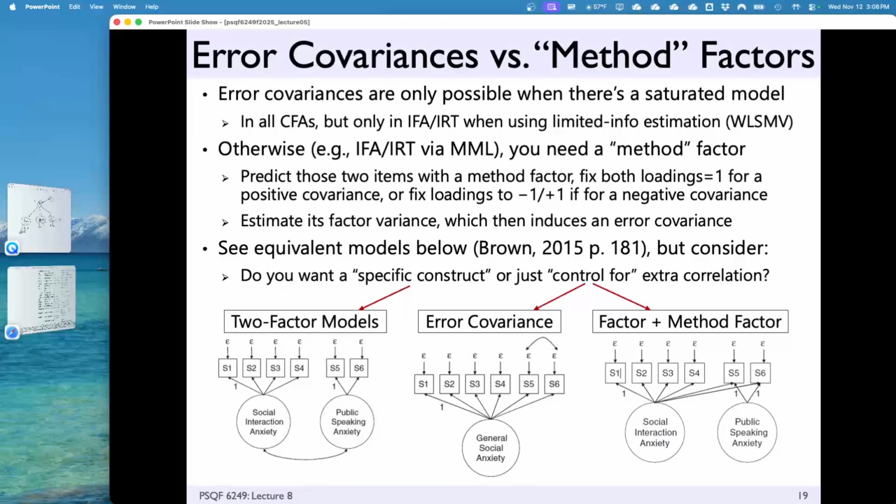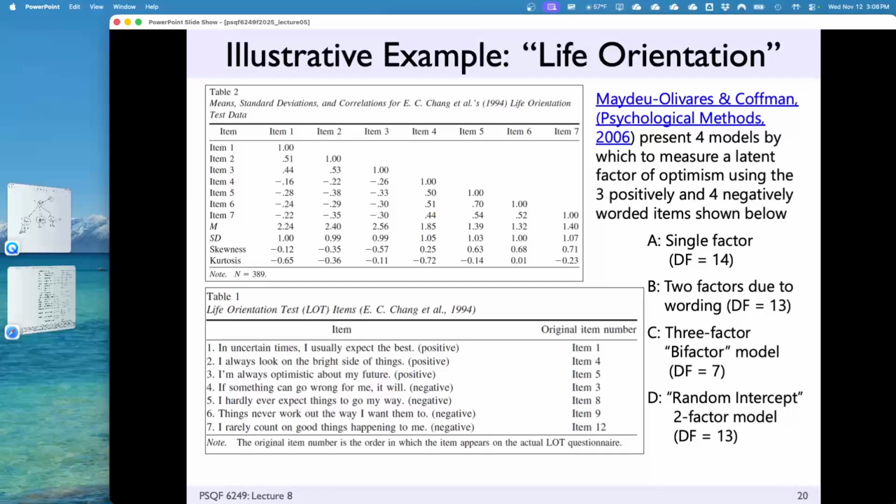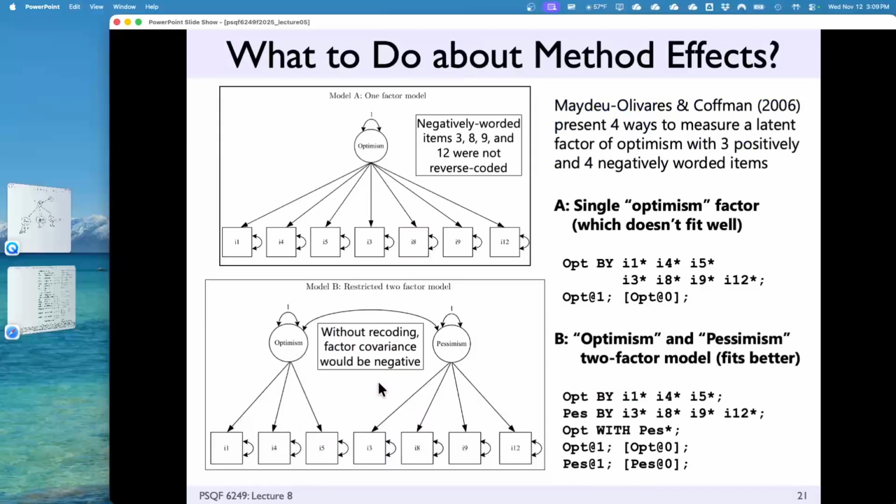So these are what we're talking about. The method factor and the higher order factor show up quite a bit. That is good stuff. This is an example from life orientation. What we have here are four models. Here are the items themselves. The four models are a single factor model; two factors due to wording, where you've got positive and negative wording right here; a three-factor bifactor model, where you would have a positive wording factor, a negative wording factor, and an overall factor; and there's another version, a random intercept two-factor model, as well.